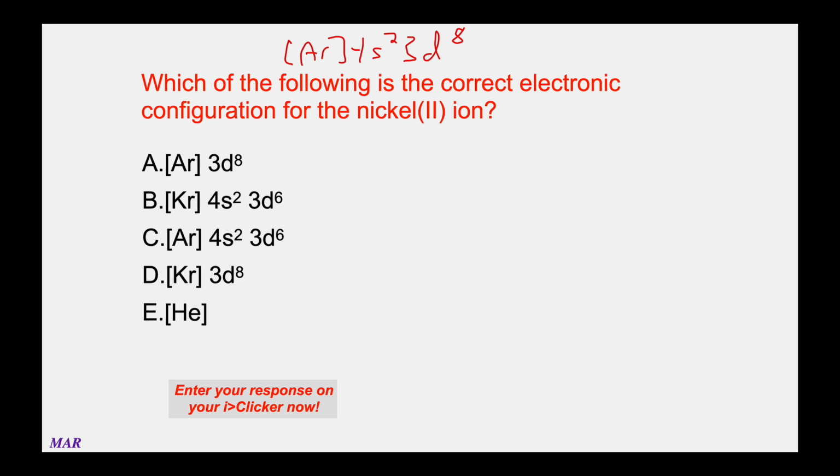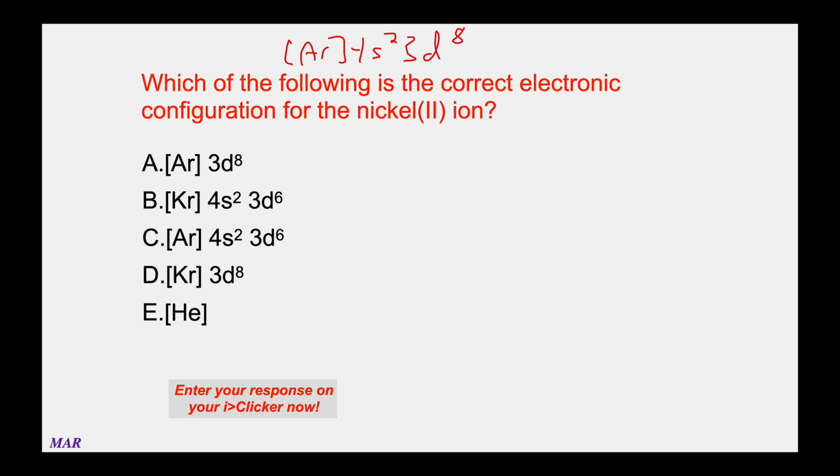But we don't want neutral nickel, we want nickel 2 plus. Nickel Roman numeral 2 means nickel 2 plus, and plus 2 means that you've lost 2 electrons. So the question is, where do the electrons come from? And the official rules are you always take them from highest n first, and if there's a tie, then you go to highest n plus l. But here there is certainly no tie.